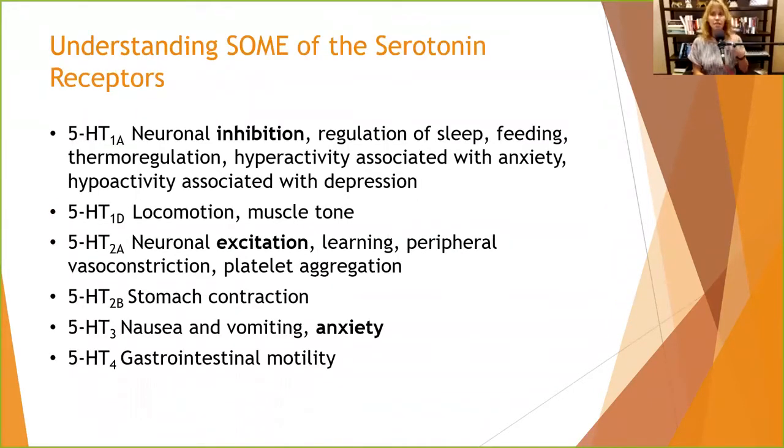So, understanding some of the serotonin receptors, and there's, if I remember, 17. The ones we're really going to be looking at today, and not in huge depth because this is more about serotonin syndrome, not the pharmacokinetics. 5-HT1A is one of the ones that a lot of our typical antidepressants work on. 1D is involved with locomotion and muscle tone. 2A, neuronal excitation, learning, peripheral vasoconstriction. 2B, stomach contraction. 3, nausea, vomiting, and anxiety. And 4 is gastrointestinal motility.